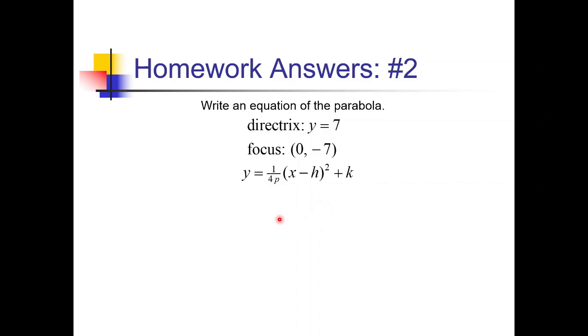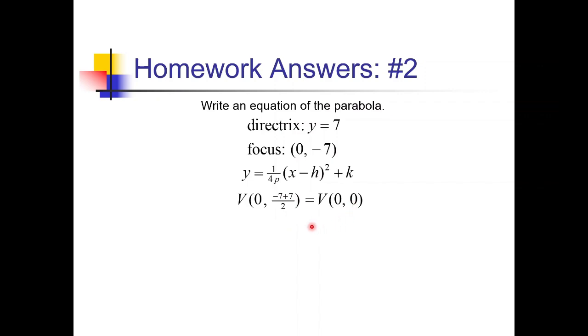Okay, so the vertex, we need to get that, the h and the k. So let me average together my directrix and my focus, because the vertex is halfway between those. So I've got (-7 + 7)/2. And we have 0 for the x value of the vertex, because again, this is an up-down parabola, so the x is not changing. And (-7 + 7)/2 is also just 0, so (0, 0) for this vertex.